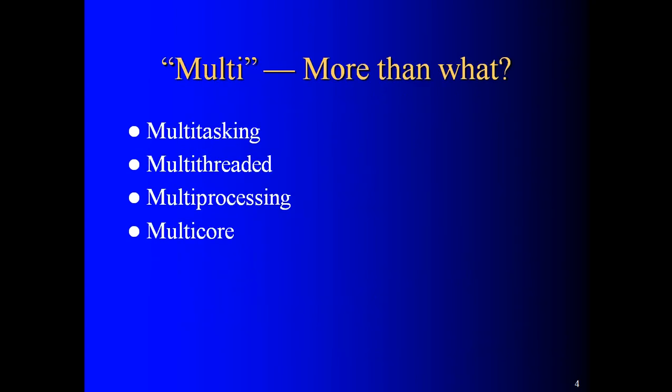Now the first thing that we understand is what multi means. We have listed four things. One is multitasking, one is multi-threading or multi-threaded, another one is multiprocessing, another one is multi-core. Now we are going to understand all those four things differently, what the basic differences are, and how all these four terms are interrelated. So let's go to the next slide.